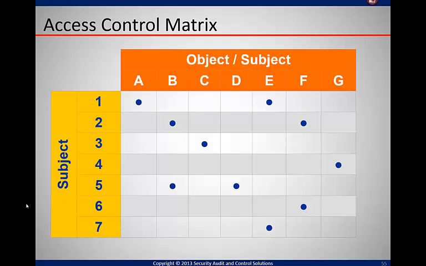Right. Now, when we look at the access control matrix, this is a very, very simple example. We have subjects on the one side, and then we have objects on top.